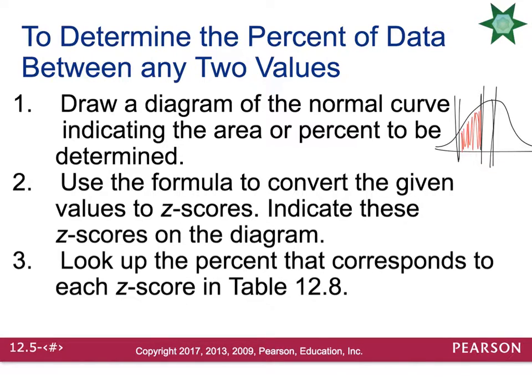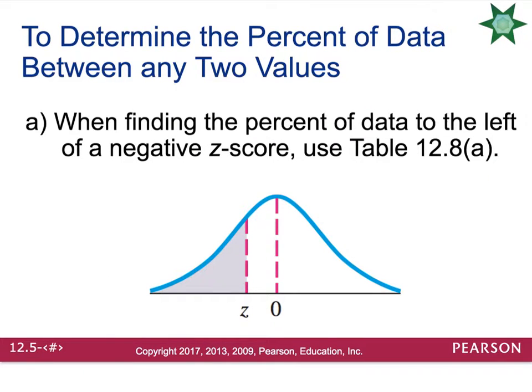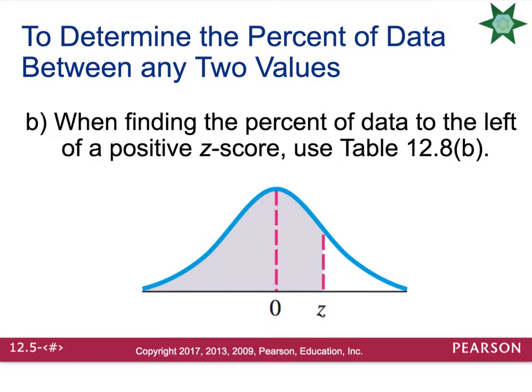You're going to use the formula to convert each of those values into z-scores, and then you'll write those z-scores on the diagram. You're then going to use a table that's provided in your textbook, and look up the z-scores on the table. Now there are two tables, so it depends on what type of z-score you're working with. If you're looking for an area that is to the left of something, and you have a negative z-value, you're going to use table 12.8a. If your z-score is positive, you're going to use table 12.8b.